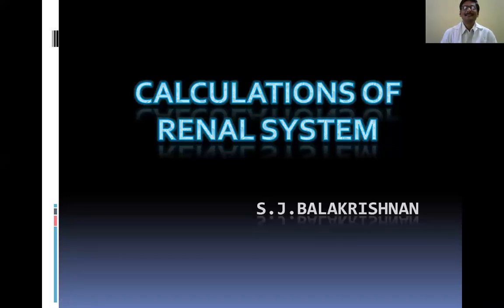Today we'll see some of the calculations related to the assessment of kidney functions. As you are aware, the kidney is located retroperitoneally and is doing a wonderful job. A lot of functions are attributed to the kidney. We all know commonly it excretes the waste products. That's all we know. But in addition to that, it does so many other functions.